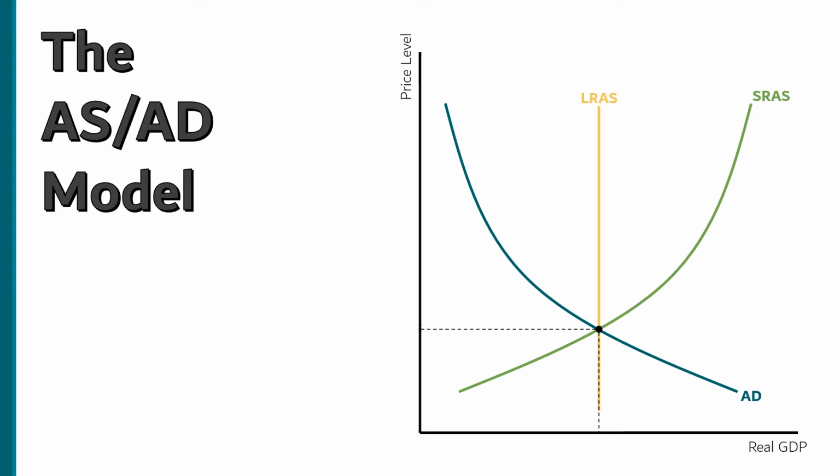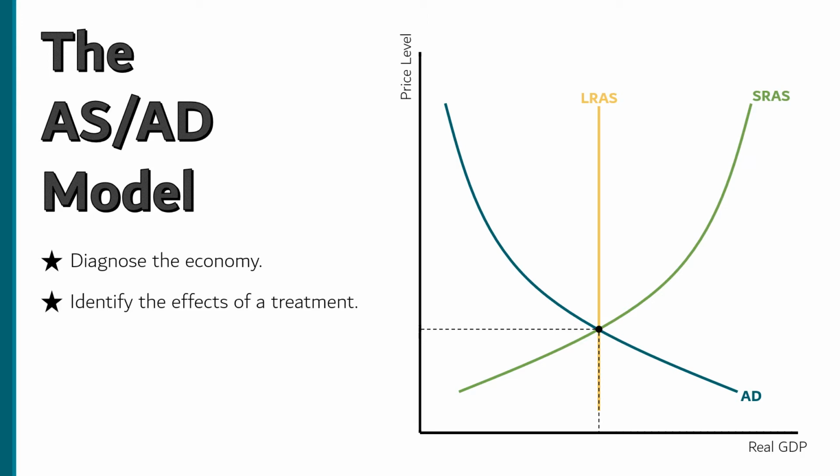Short-run aggregate supply represents the path deviations from the efficient level of production will take when prices and wages are sticky. We can use the ASAD model to both diagnose the state of the economy and to identify the effects of a treatment or an intervention we might make to try to heal the economy. Let's take a look.